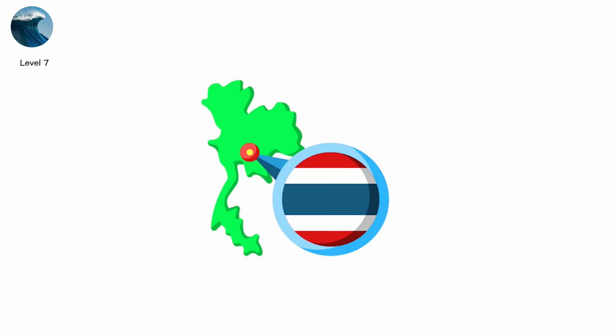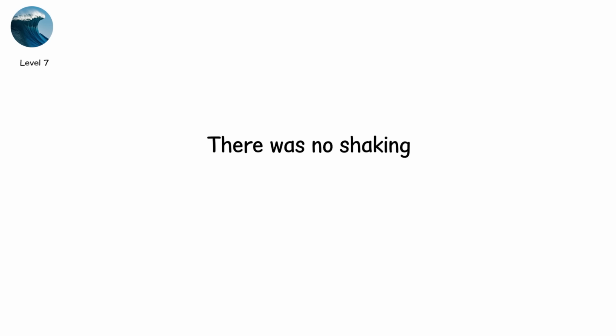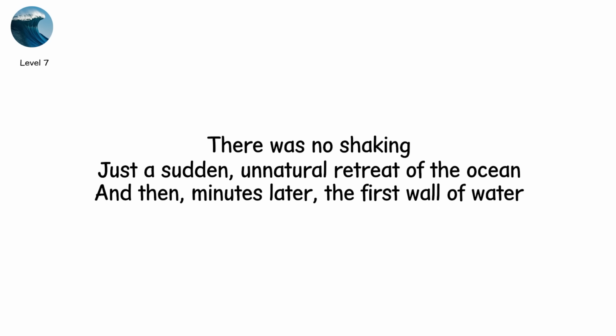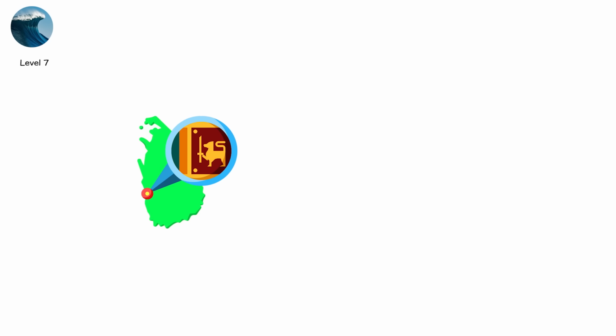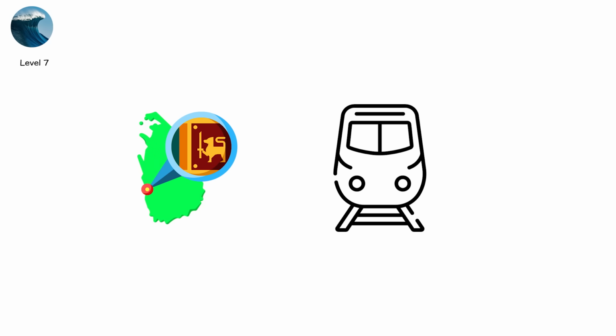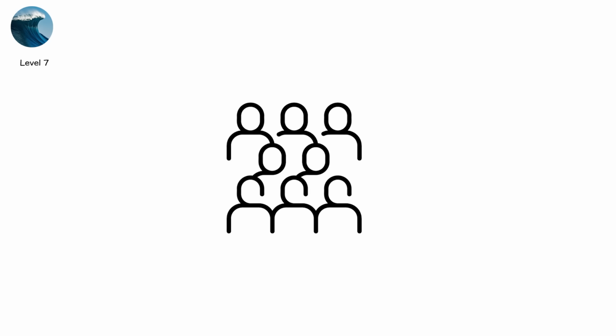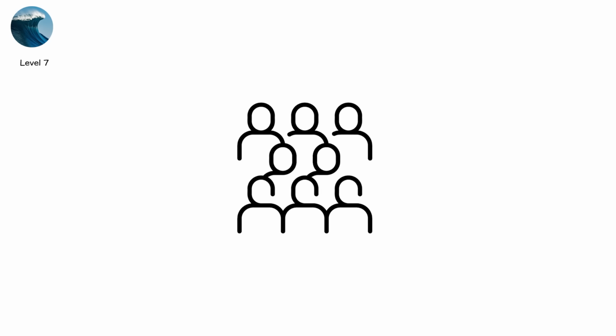In Thailand, beachgoers didn't even know a quake had happened. There was no shaking, just a sudden, unnatural retreat of the ocean. And then, minutes later, the first wall of water. In Sri Lanka, a packed passenger train was derailed and submerged, becoming the single deadliest rail disaster caused by a natural event. Over 1,700 people died inside it.